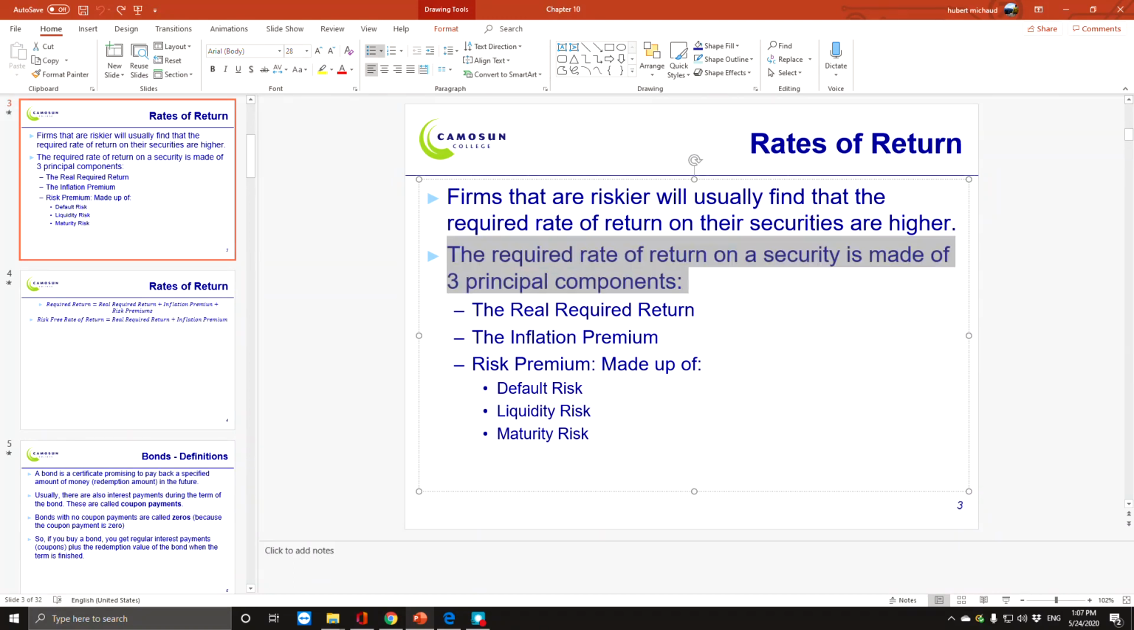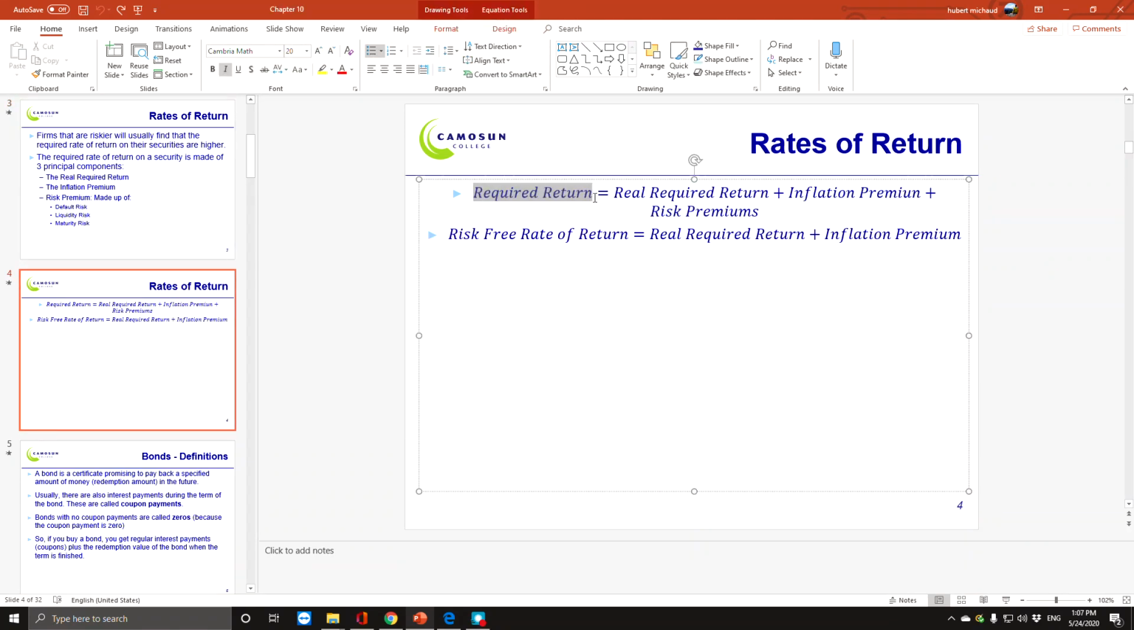Whenever we talk about rate of return, a rate of return is made of three principal components. The first one is the real required return that people want. Then there's an inflation premium that is added onto the real required return. And then there's a risk premium. The risk premium is made up of a ton of different risks, not just these three. So it's just a risk premium that adjusts for how risky the security is. So basically your required return on a security is the sum of these three things.